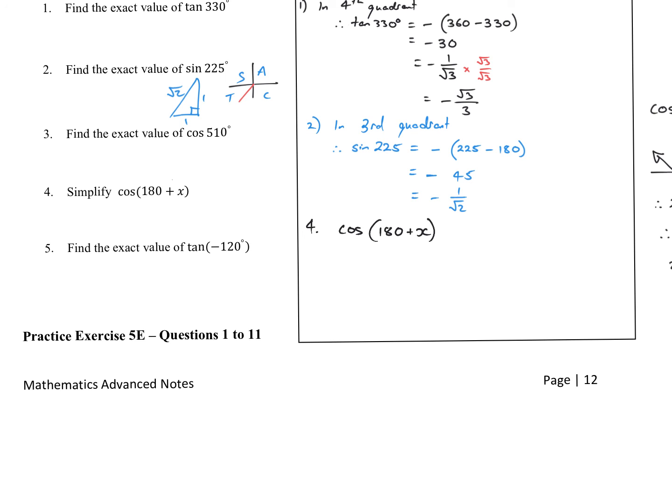Question 4, simplify cos of 180 plus x. All right, and I'll keep it in black. So we've got cos of 180 plus x. We're thinking about which quadrant 180 plus x is in. It's kind of right on the borderline of the second and the third. It's in that third quadrant, so it's going to be negative cos x.